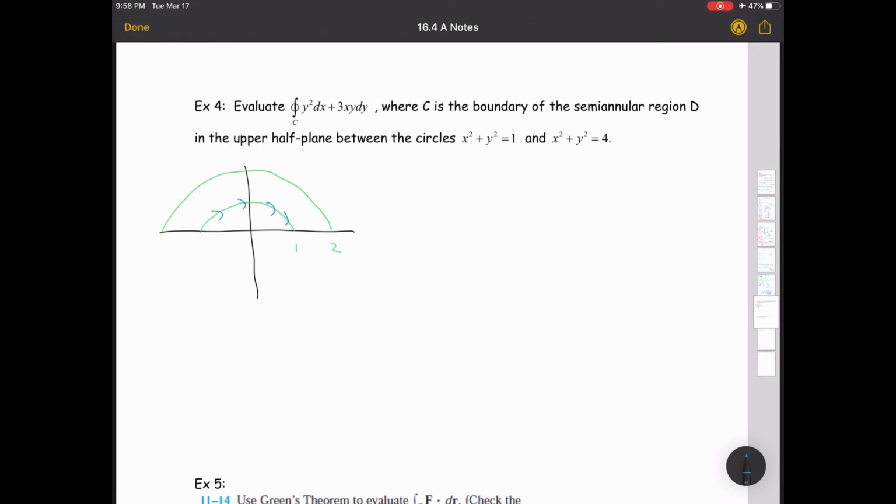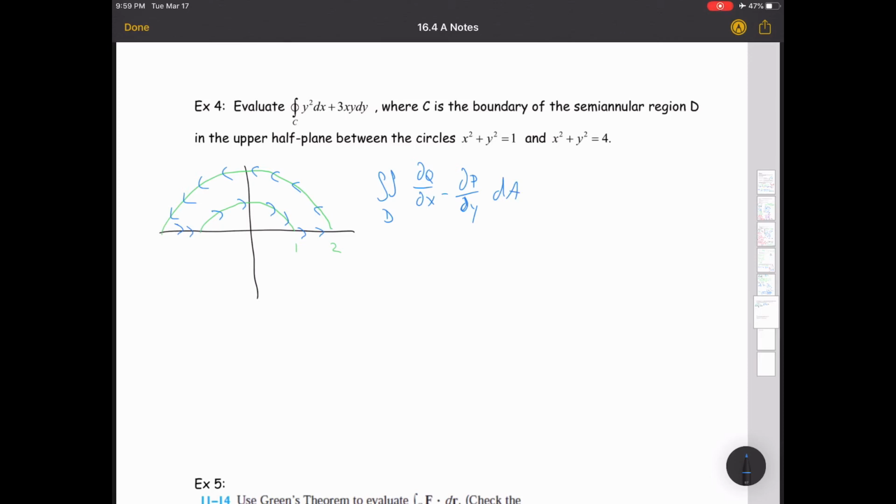But I think what makes it semi-annular is that it includes those pieces down there at the bottom. And then it comes back around this way, and then goes back that way. So if we want to go ahead and calculate this thing, we're going to do the double integral over D, our domain, of dQ/dx minus dP/dy dA. Oops, that should be a partial.